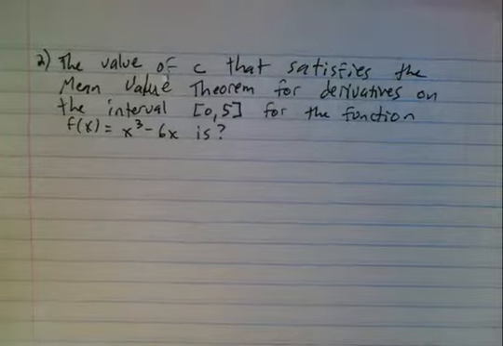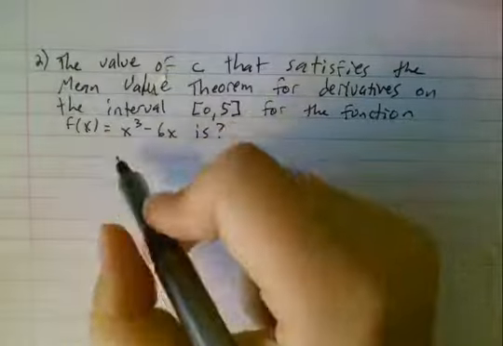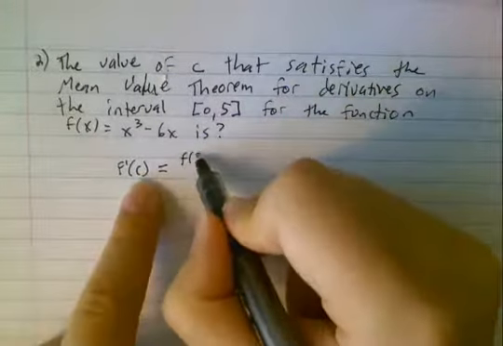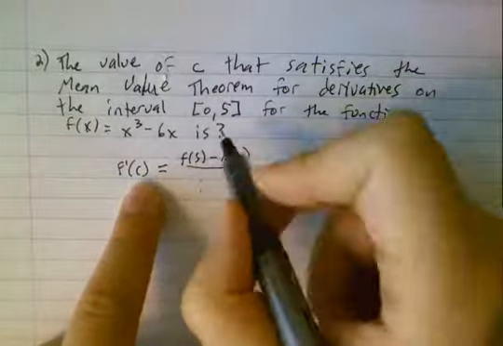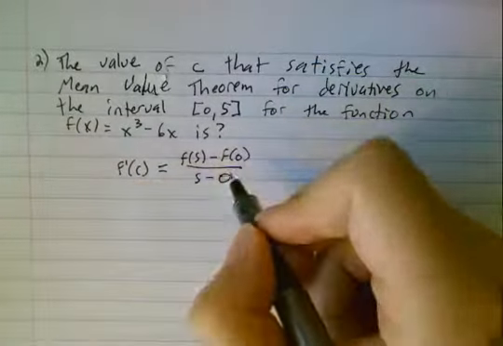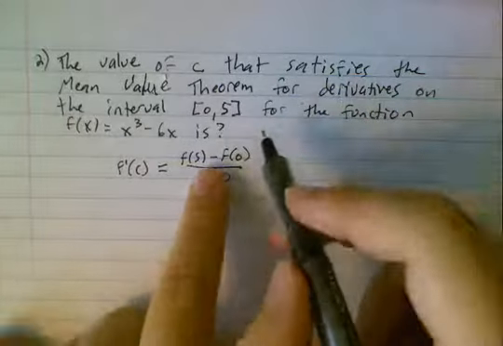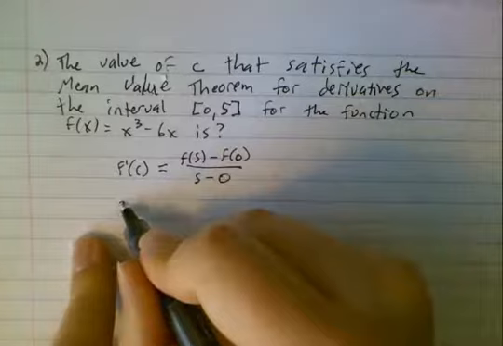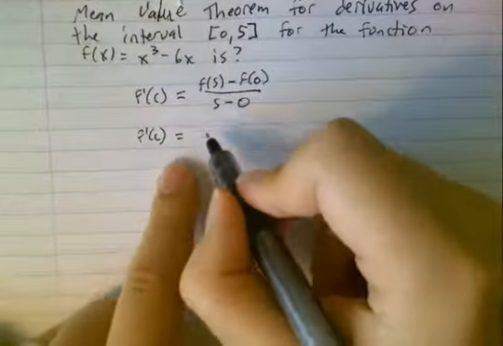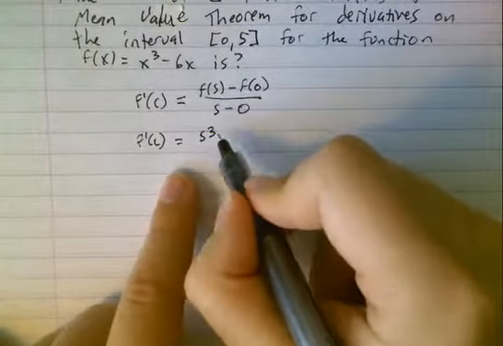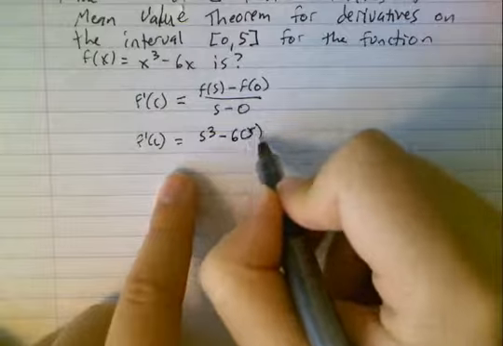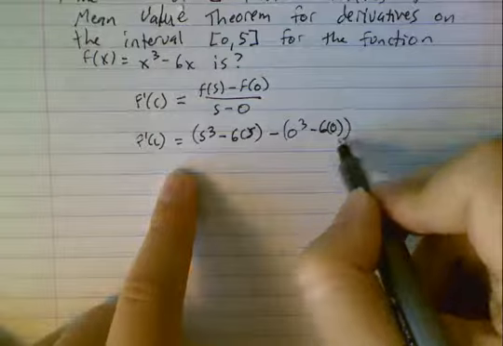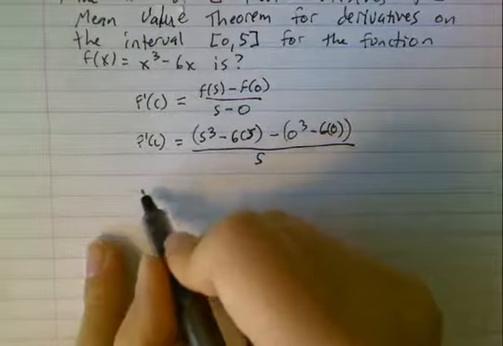So first we have to remember what the mean value theorem is. Mean value theorem means that f prime of c equals, in this case, f of 5 minus f of 0 over 5 minus 0. So we can find f of 5. That's going to be 5 cubed minus 6 times 5 minus 0 cubed minus 6 times 0. 5 minus 0 is just 5.